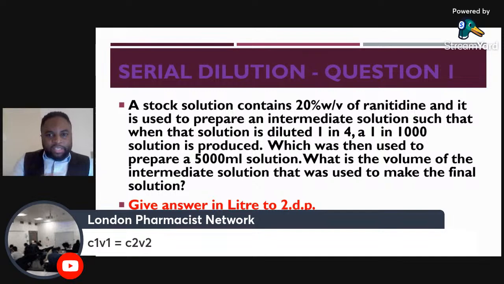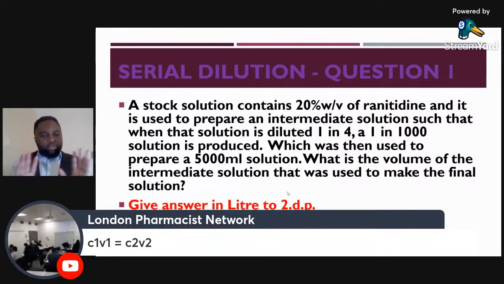The way you name each side is to read the last line of the question. The question says, what is the volume of the intermediate solution that will be used to make the final? So I have intermediate that will be used to make the final. It doesn't say anything about stock. It doesn't say anything about stock solution.